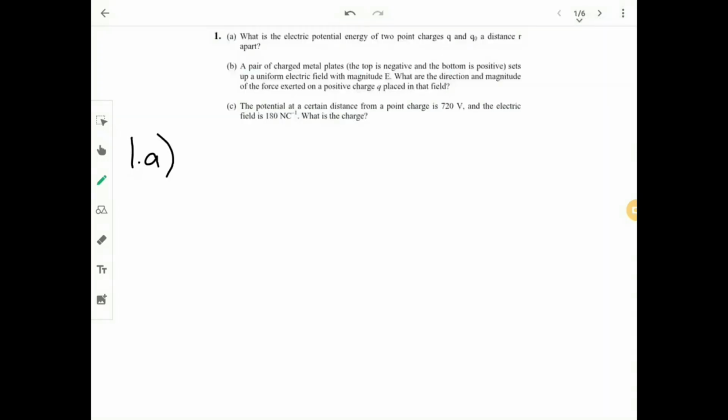Very simple. Hey guys, lesson question number 1 of chapter 23. You guys can do parts A to C and then we'll check them together. Okay, let's solve part A. What is the electric potential energy of 2 point charges Q and Q0 at a distance r apart? It's just the formula. U is the electric potential energy, and since we have 2 point charges Q and Q0, it's KQQ0 over R.